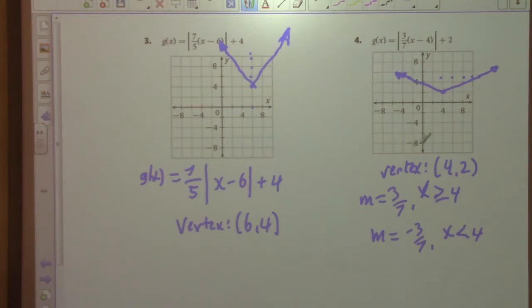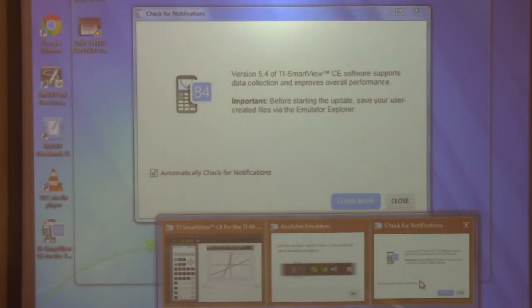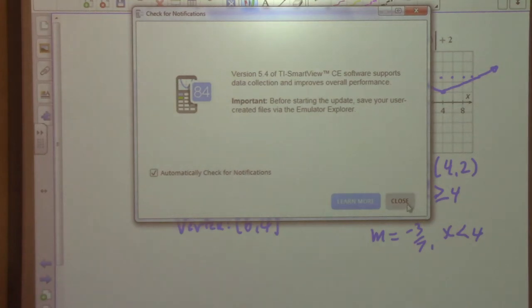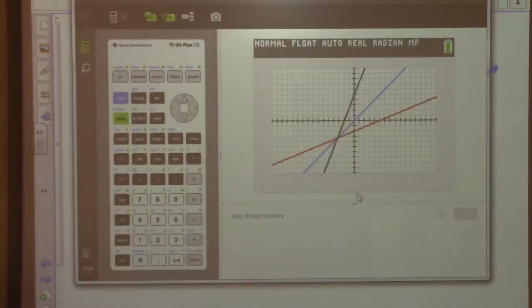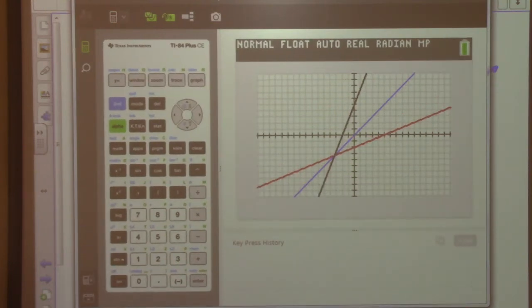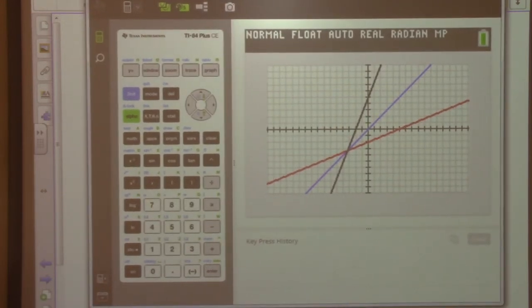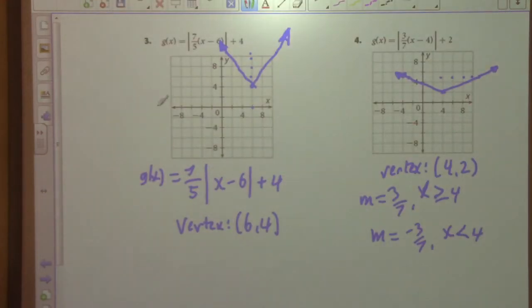Did you graph this in your calculator, everybody? Yeah. No? Yes. Make sure I got a calculator going. Check for notifications, no. Okay. And I think what happened yesterday, I'm not sure if we might have played the video for this class. All right, let's go to the next one here.